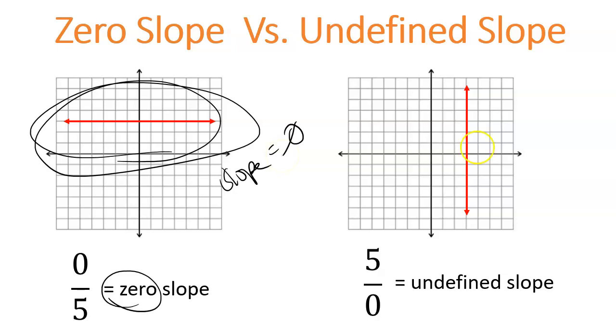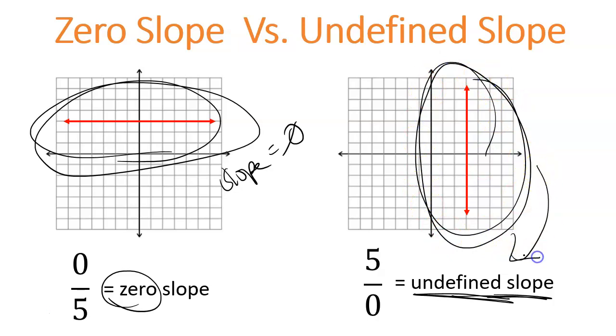Undefined slope is going to have an infinite rise because it's going up and down. So its rise is going to be infinite, but it's going to have no run. Okay, so the run is 0. So then we have to think 5 divided by 0. We can't divide by 0. Mathematically, it's impossible to divide by 0. So we call this undefined because there's no definition of dividing by 0. So again, vertical line, undefined, horizontal line, 0.